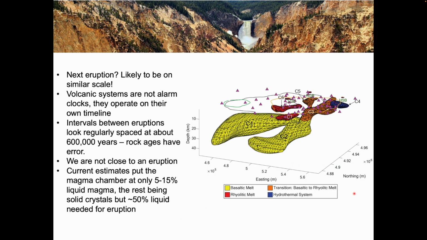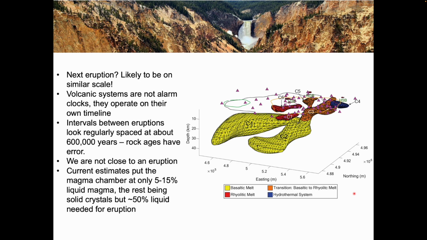So what about Yellowstone's next eruption? You hear a lot about that from sensationalist and dubious credibility quote-unquote geology news sources, lots of media panic about the Yellowstone every few years. Its next eruption is likely to be on a similar scale to its previous ones, its next caldera-forming eruption, that is. But it's important to remember, volcanic systems are not alarm clocks.